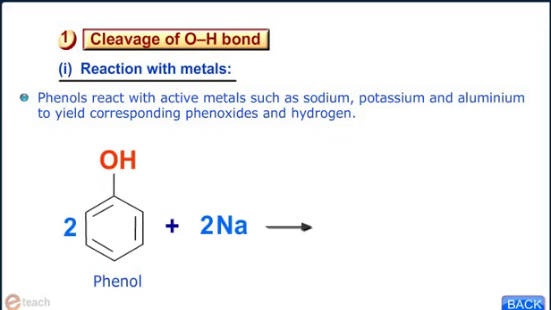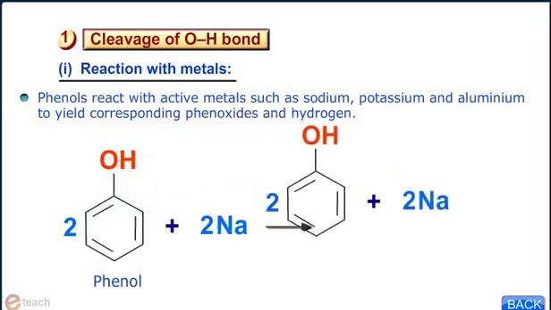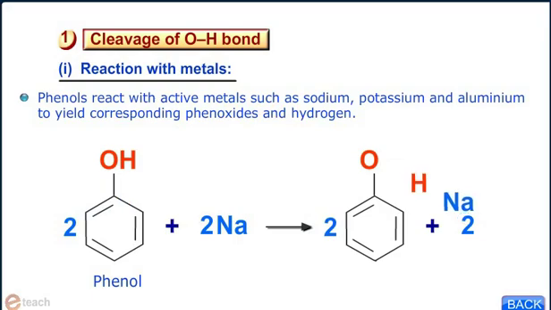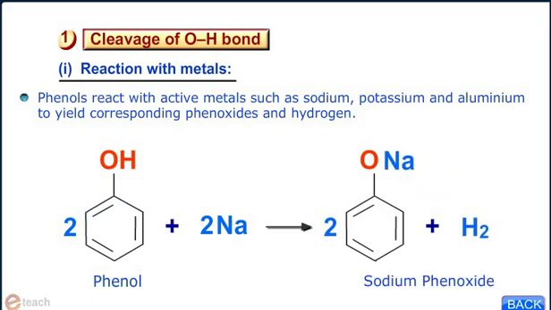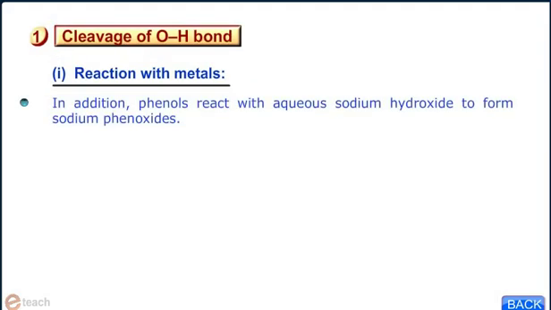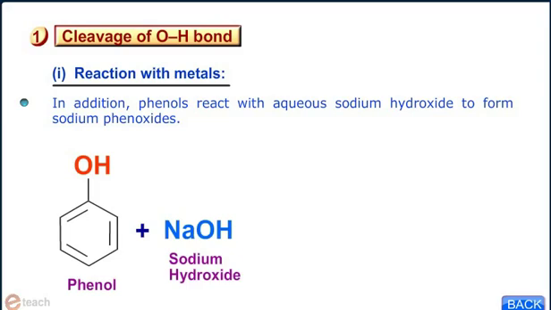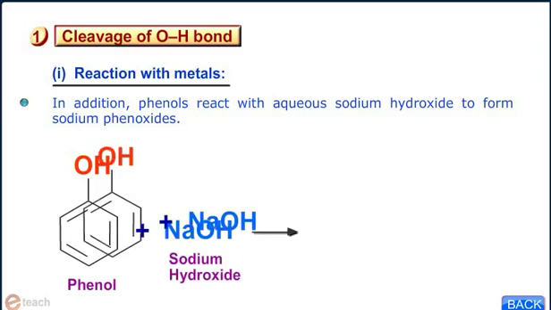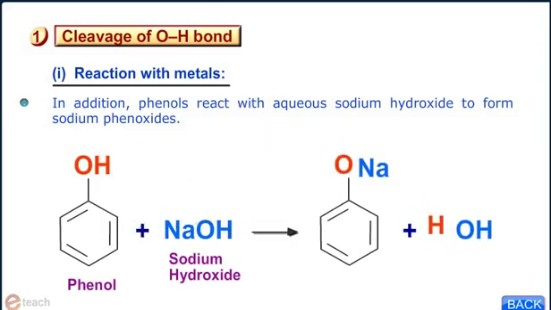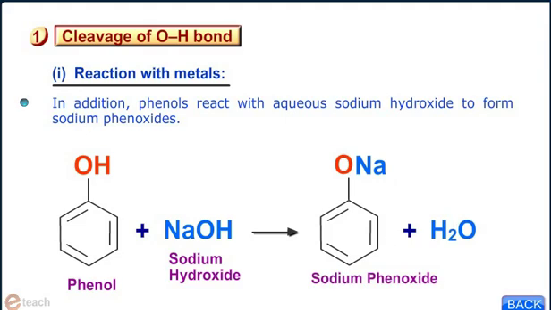2C6H5OH plus 2Na gives 2C6H5ONa plus H2, where C6H5ONa is sodium phenoxide. In addition, phenol reacts with aqueous sodium hydroxide to form sodium phenoxide. Consider the reaction C6H5OH plus NaOH gives C6H5ONa plus H2O.